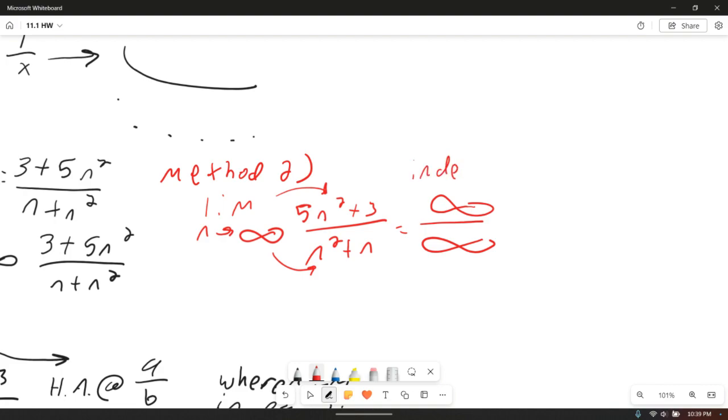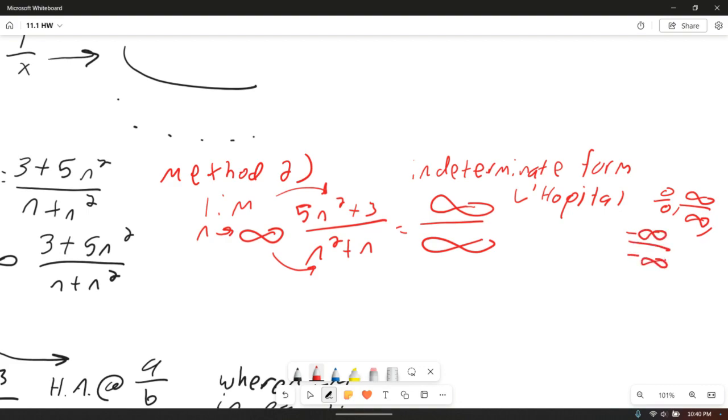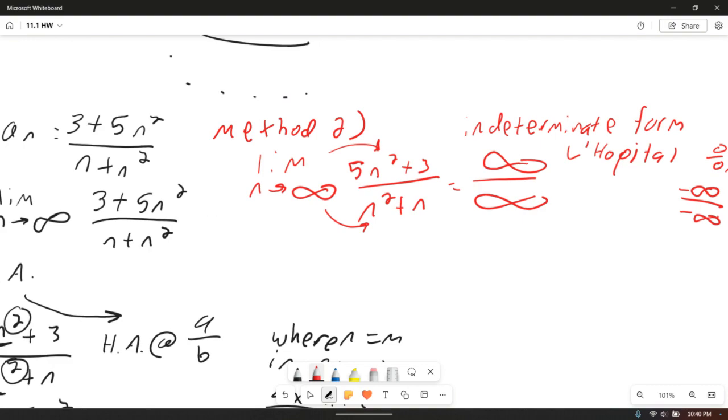But this is what's called an indeterminate form. And for every indeterminate form, you could just go ahead and apply what's called L'Hopital's rule, right? Indeterminate forms are 0 over 0, infinity over infinity, negative infinity over negative infinity. And you have some other cases such as 0 times infinity. There are some other ones, but we'll get to those if we have to later.